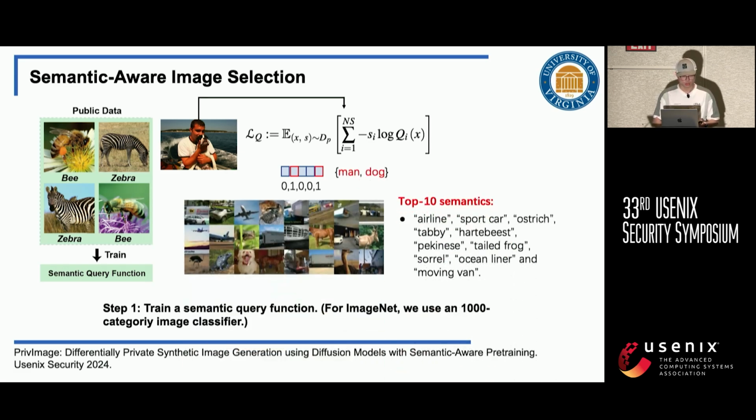Here we did some experiments. This is the CIFAR-10 dataset, and we use the semantic distribution to obtain the top 10 semantics. We can see that they are quite similar to the labels of CIFAR-10. So this shows that our query function is accurate.